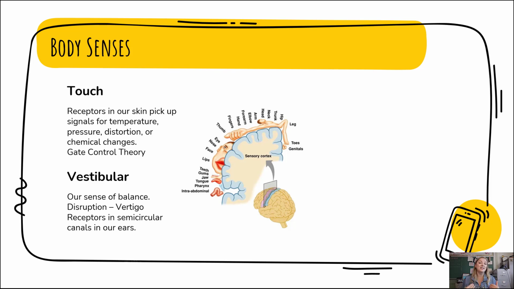I like to think of this kind of like one of those levels that has a little bubble inside of it that tells you how tilted your object is. This is how we determine our balance. If we have a disruption in our semicircular canals, we can have what is called vertigo, which is the feeling of dizziness, even though you shouldn't feel dizzy.